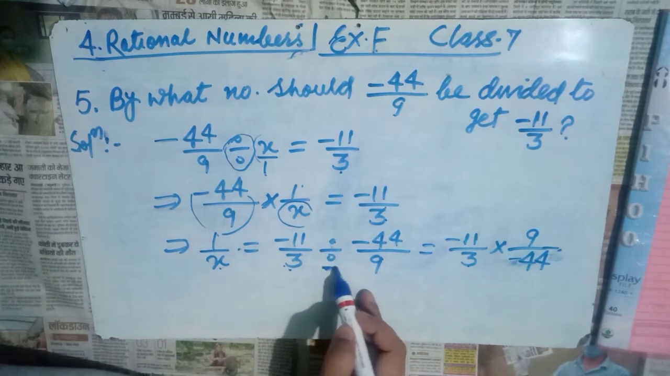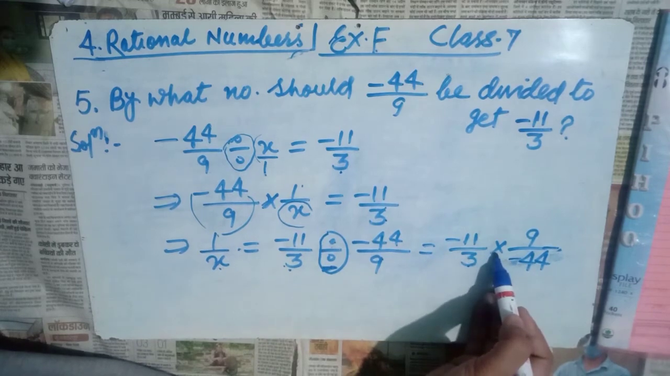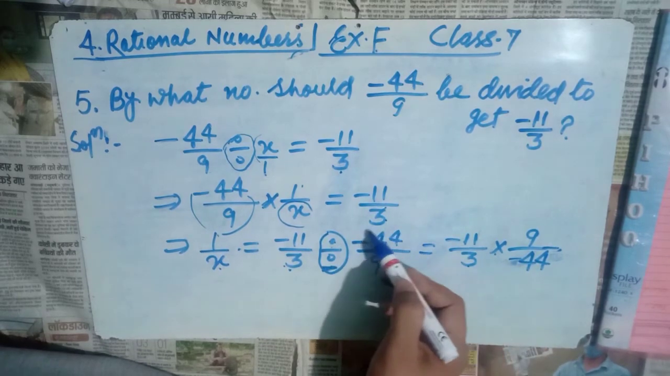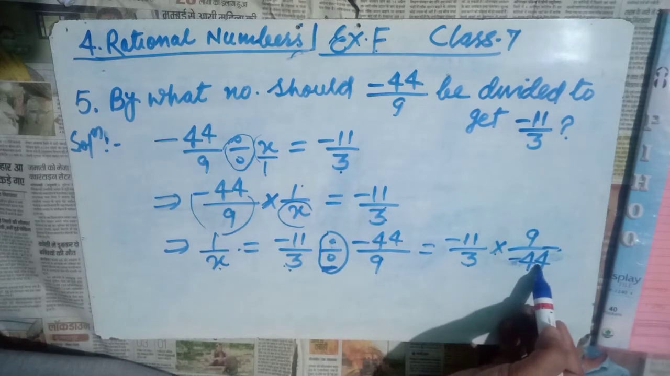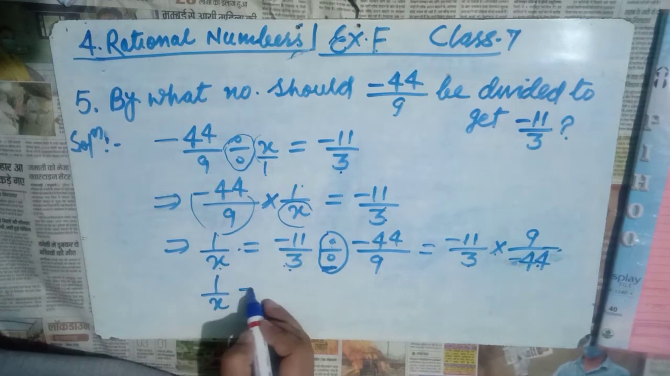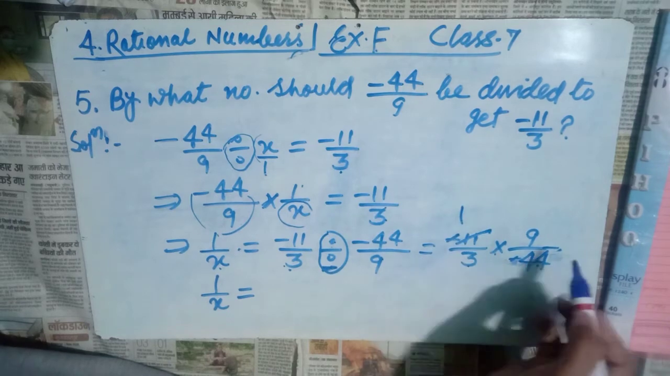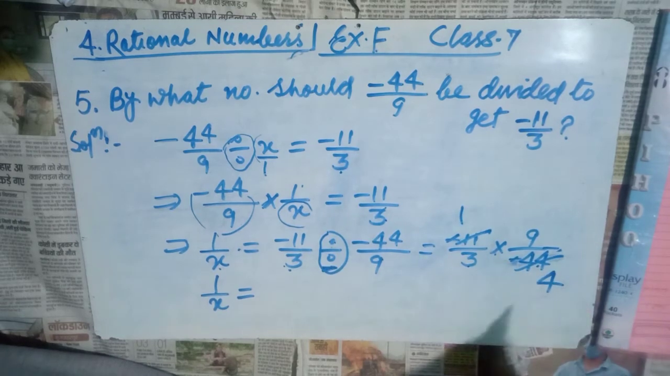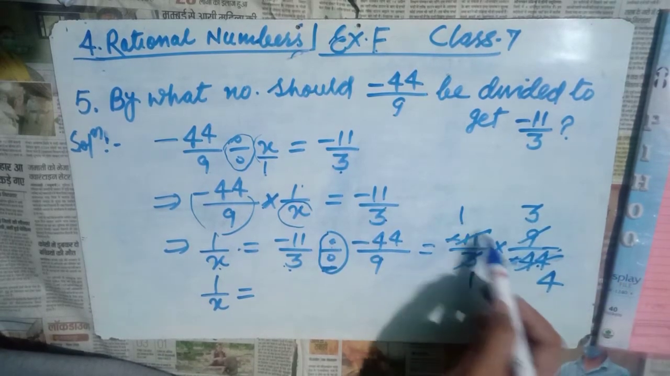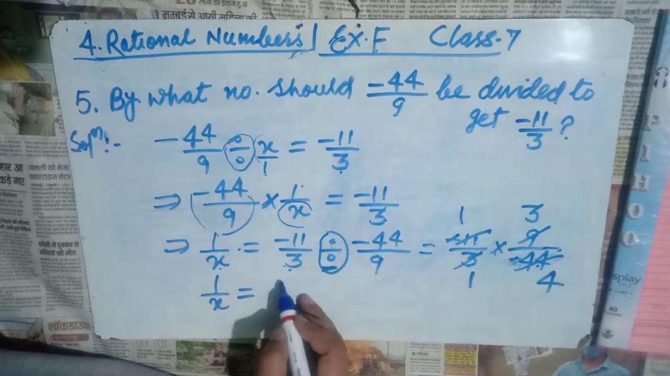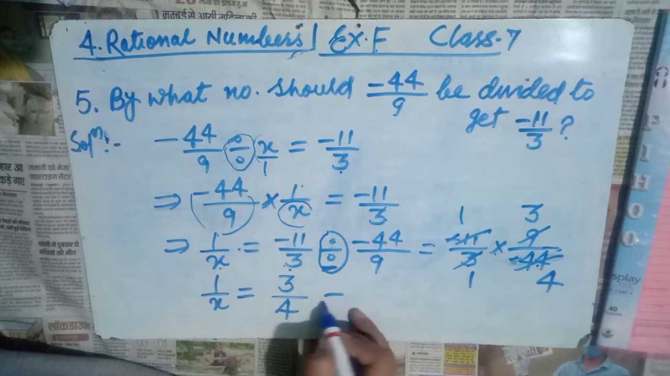Once again, we have to change this operation into multiplication. That means the reciprocal of this rational number is 9 by minus 44. Okay, here have a look. Here 1 by x, and minus and minus will get cancelled. 11 1s are 11, and 11 4s are 44. Okay, 3 1s are 3, and 3 3s are 9. Here 1 multiplied by 3, 1 3s are 3, or 3 1s are 3, and this is 1 multiplied by 4. Here is 4.